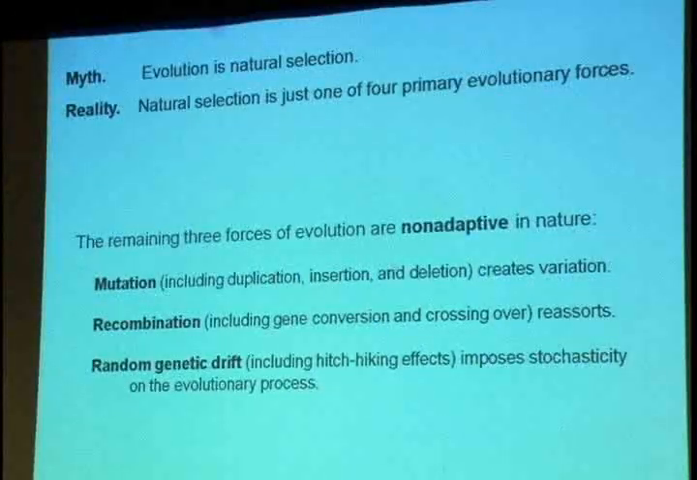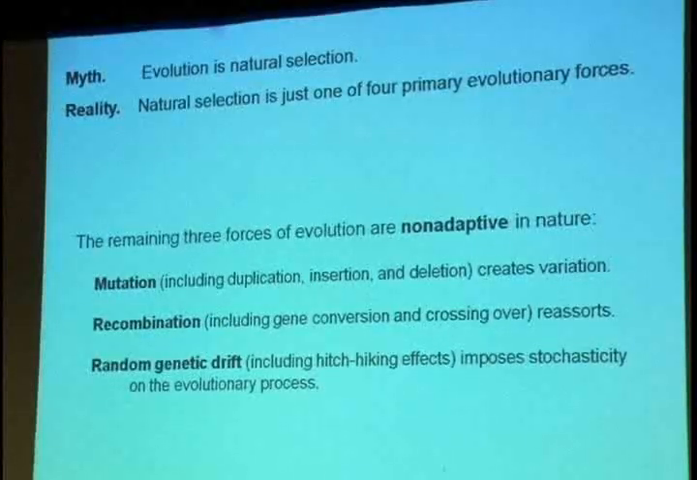Recombination reassorts molecular variation within and among chromosomes. It also is not a random process. And there is this process here called random genetic drift that I'll be talking about, which is indeed a random process. And this is due to the role of chance in evolution. Hopefully you'll come to appreciate what random genetic drift does.